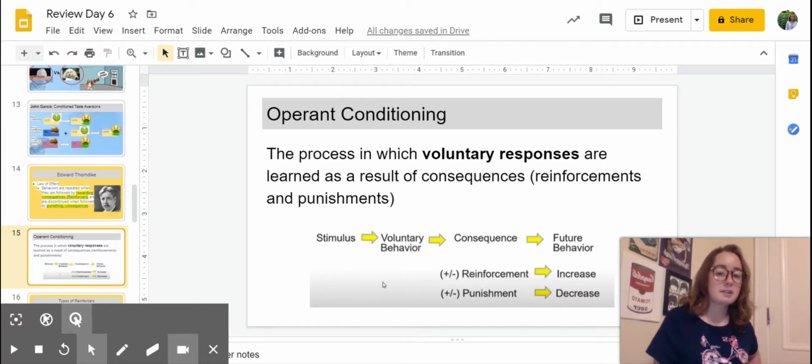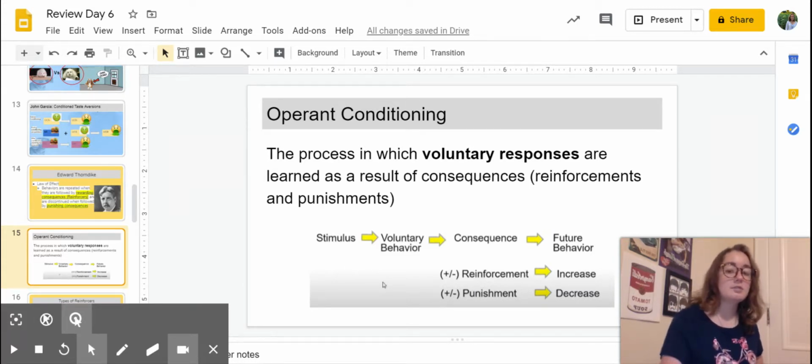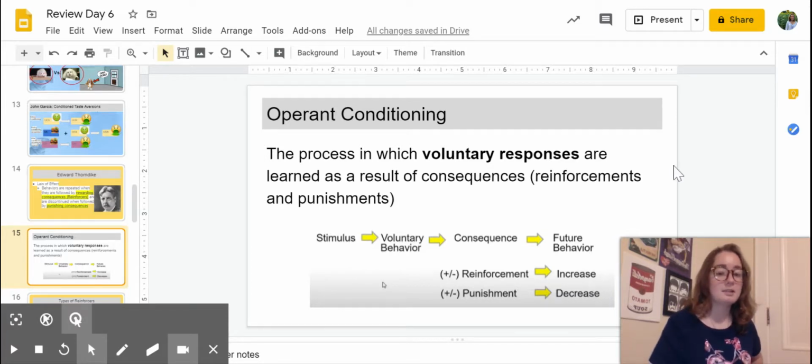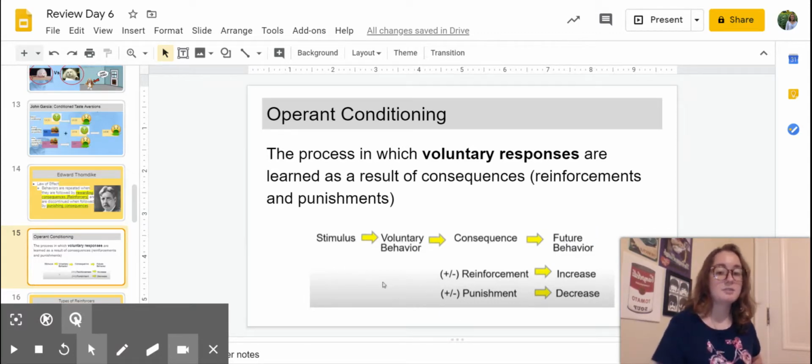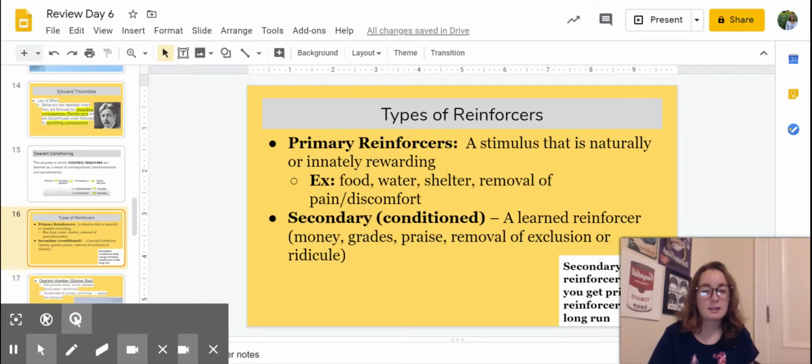Or it's followed by a punishment, which again could be either positive or negative punishment. And the punishment is going to decrease the behavior and not make you want to do it again. So the consequence is what's determining your future behavior because you're learning through that. If you learn that it's followed by a reinforcement, you're going to do it again. If you learn that it's followed by a punishment, you're not going to do it again. Decrease that behavior. So you can think that secondary reinforcers, things like money, are going to help you get your primary reinforcers in the long run, right? To get shelter, you might need to use money in order to get that stuff.